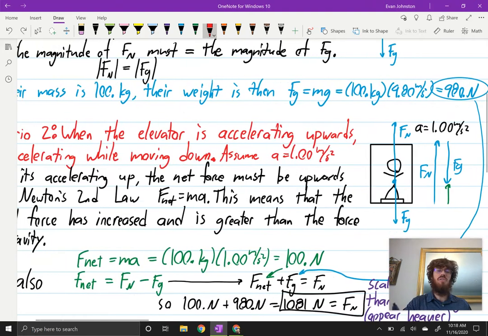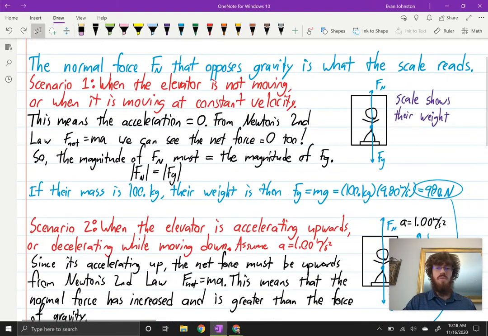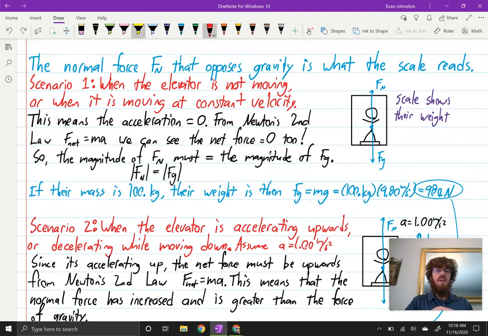And now, as far as the actual note portion, I want to go really quick through this because it's stuff we've already done, but now I've given you some number examples, all right? So scenario one is really just the elevator either not moving or moving at a constant velocity, because in both those cases, the acceleration is zero. That means the net force is zero, and that means the normal force's size must match gravity's size. And so you get your typical weight, right? The scale just shows their weight, which is kind of neat.